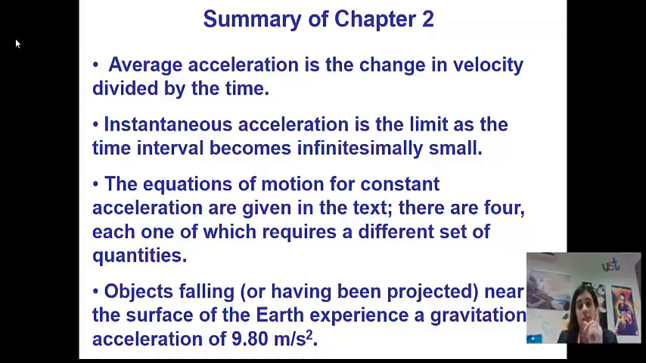Your magic equations work only if acceleration is constant, and in free fall, acceleration is constant, so you can use them. Change your x's to y's and your a to g.